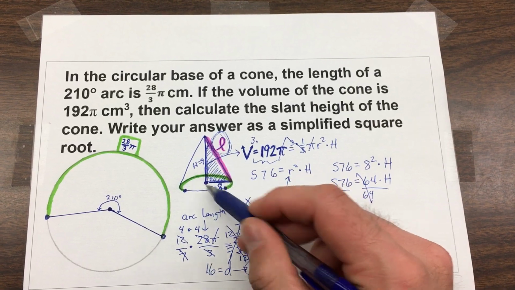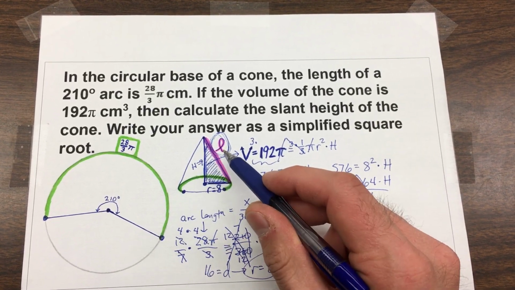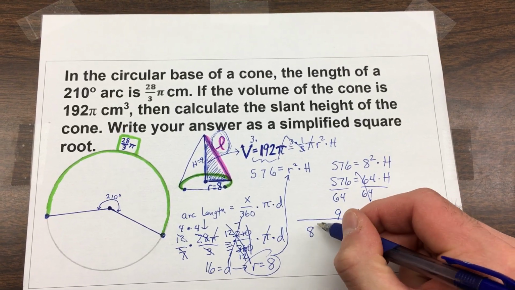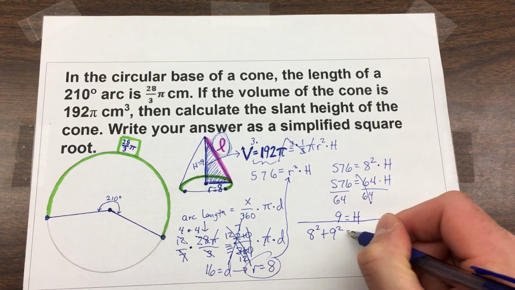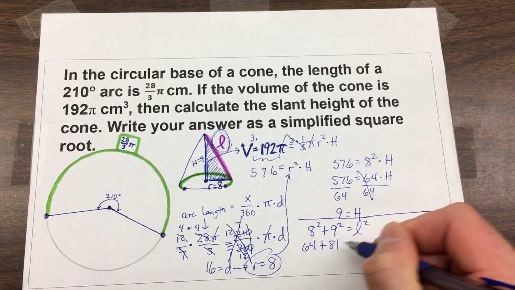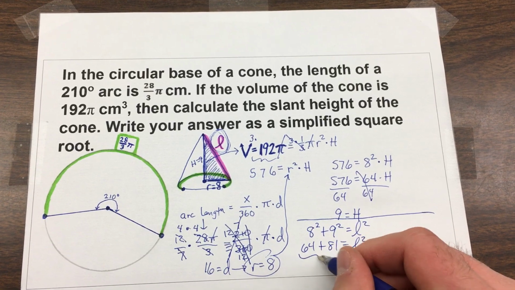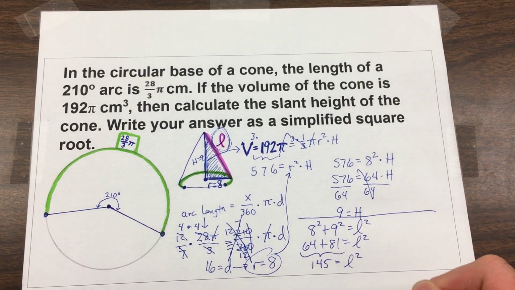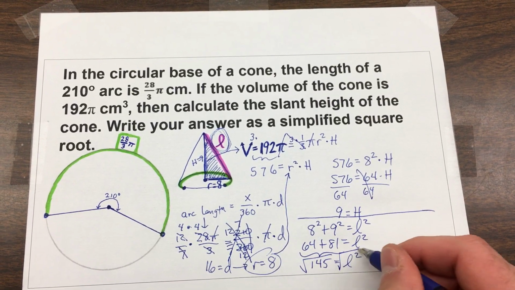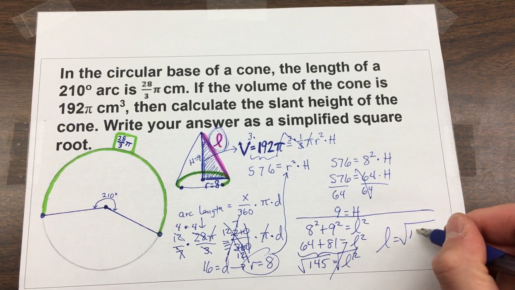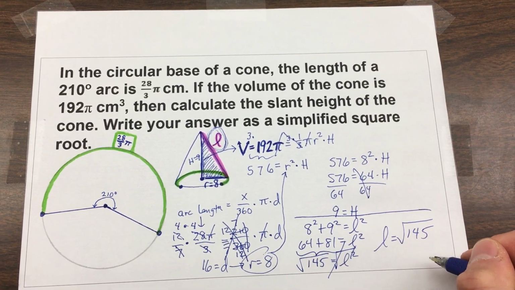Now, this is not going to be a triple. It's not going to be an 8, 9 something. So we're just going to have to do the Pythagorean Theorem. So 8 squared plus 9 squared equals slant height squared. 64 plus 81 equals slant height squared. This is going to give me 145 equals slant height squared. Square root both sides, square root cancel, and the slant height is the square root of 145.